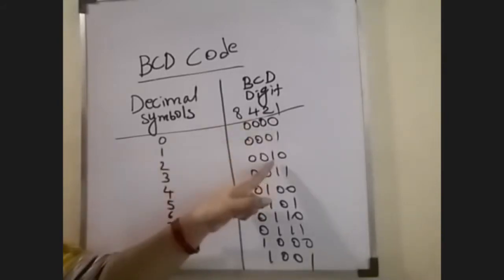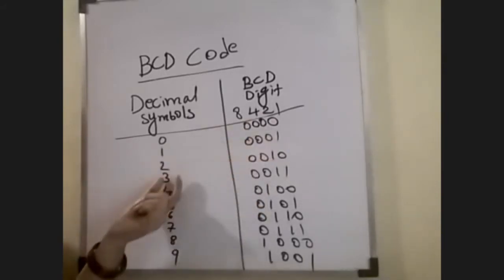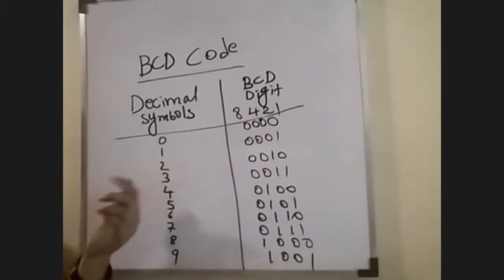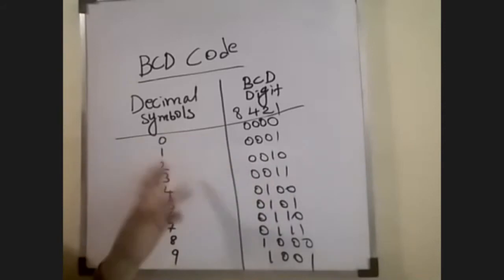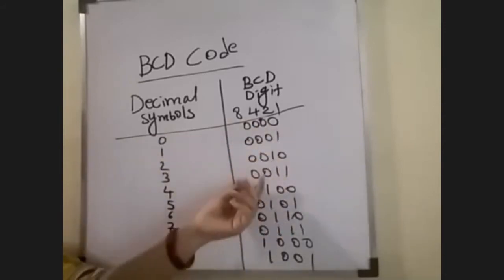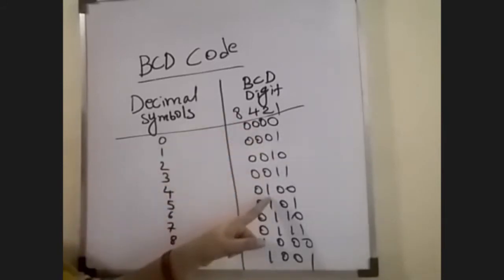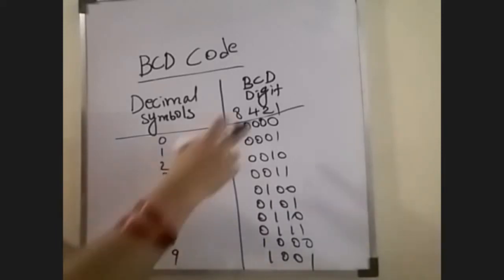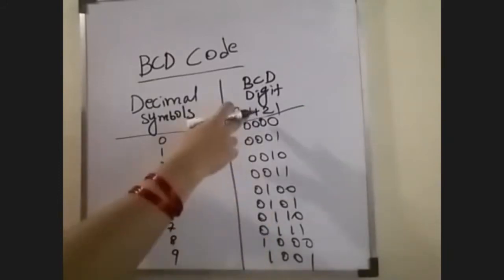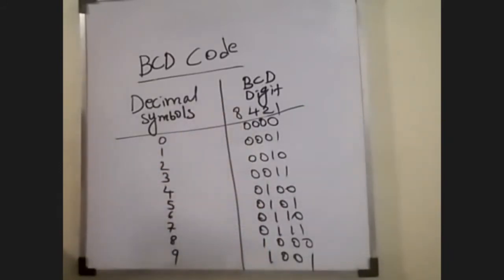For 3, you place ones at weights 2 and 1, and the remaining values are zeros. For 4, we place 1 at the weight 4, and the remaining weights are zeros. For 5, the weight of 4 is 1 and the weight of 1 is 1, and the remaining values are zeros. Like this you can place ones. Is it clear how BCD code values are represented?